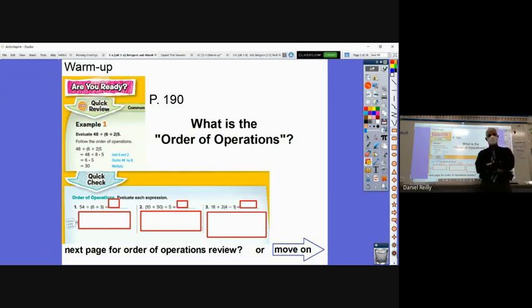So the order of operations. What is the order of operations? Rachel is ready already in the back. Like the order? Yeah, or how do you remember it?